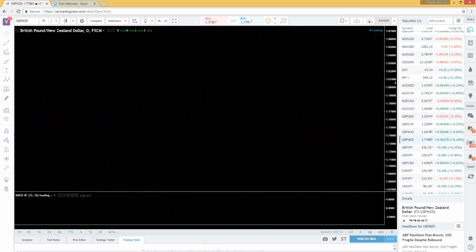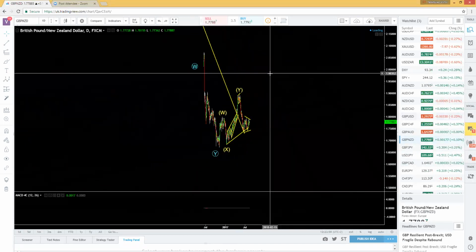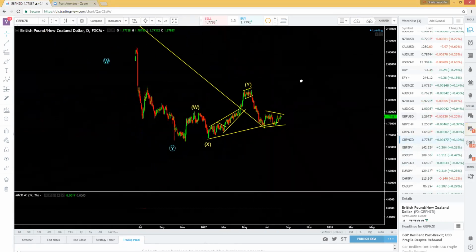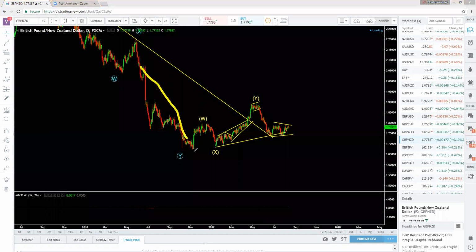Okay, so pound New Zealand is a nice, interesting one. So here, as you can see, if we get it drawing out, we had this impulse to the downside and was corrected with a clear double XY, expanded flat. Then after the expanded flat, we got another impulse move. And currently what is happening with that impulse move is that we are under correction. So we don't know what's going to happen with this correction.